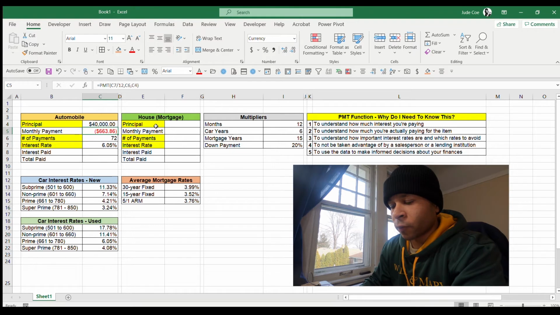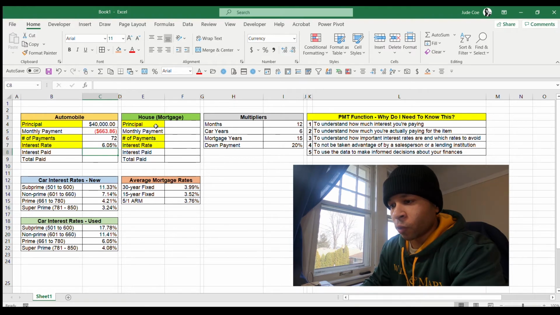on the car if you don't put any money down, if you don't do a down payment, and you have a 72-month loan, a 6-year loan at an interest rate of 6.05%.